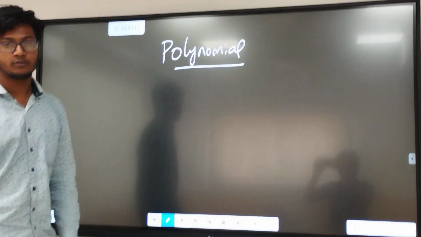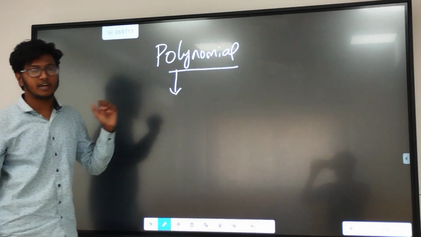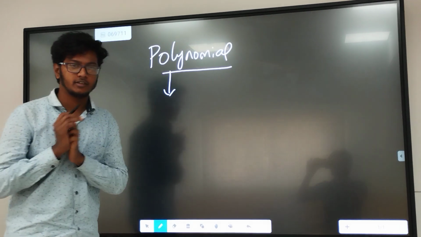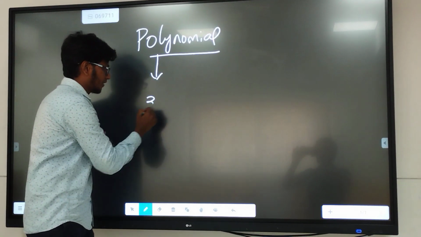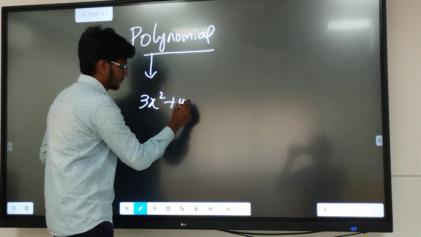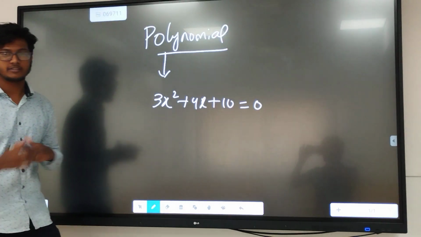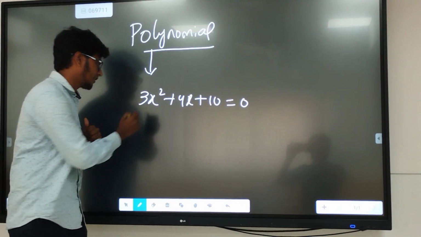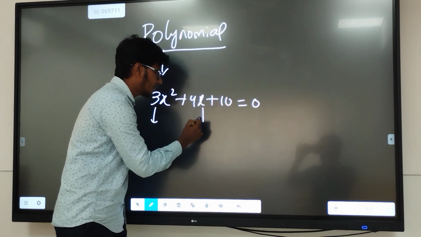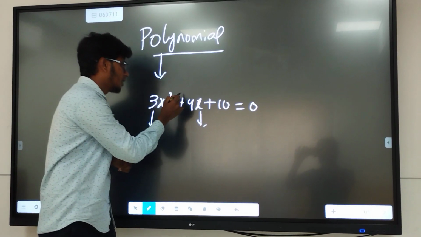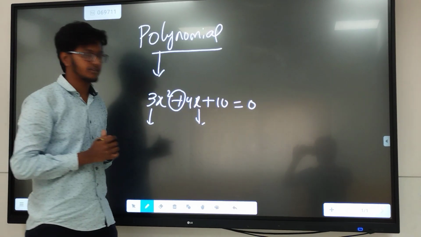So today we are going to do polynomials. Before starting this, what is a polynomial? A polynomial is an algebraic expression. I'll write here. See, a polynomial is an algebraic expression which contains constants and variables along with mathematical operations, which are plus, minus, right?